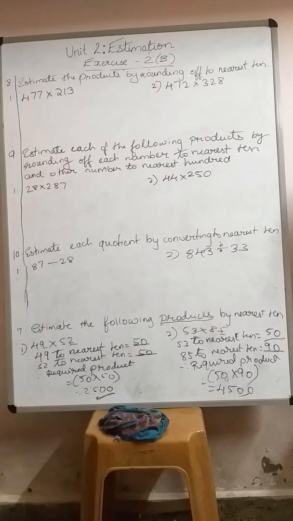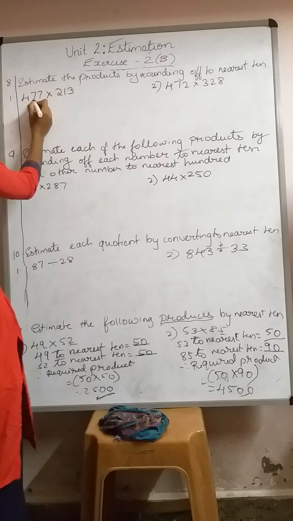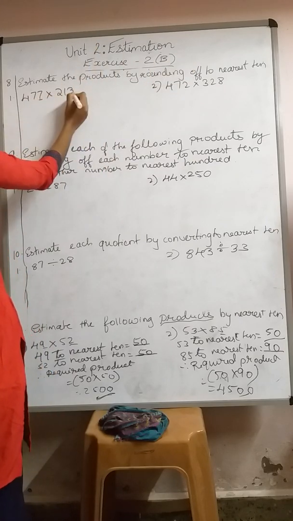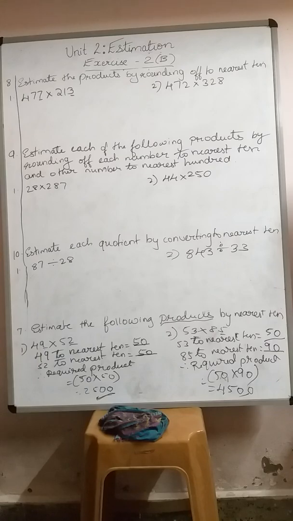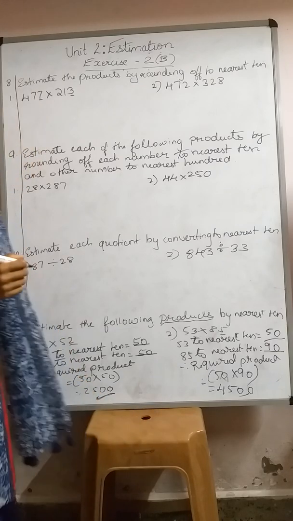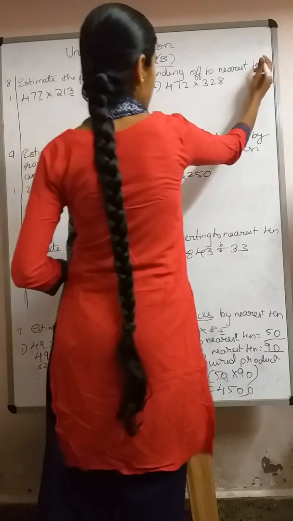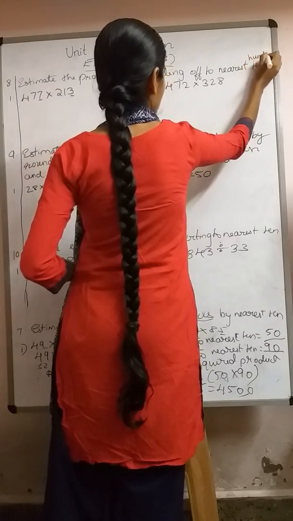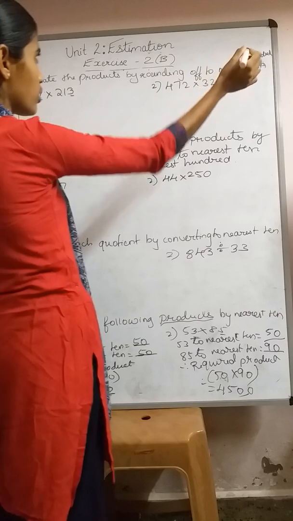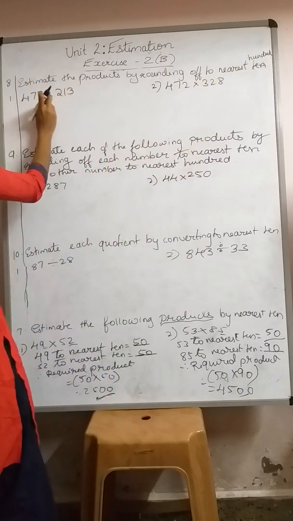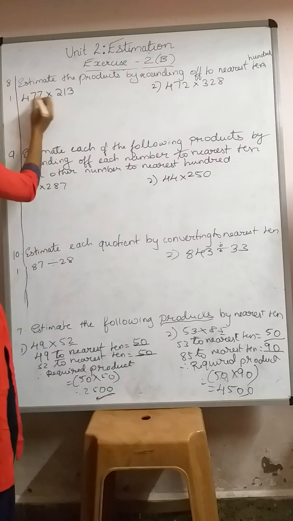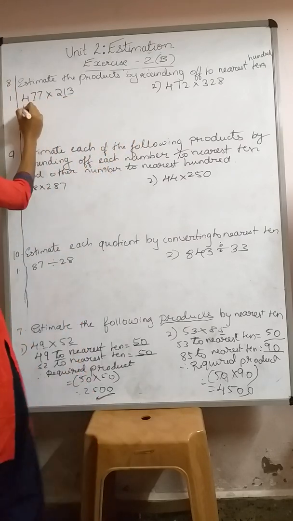Okay students, let's move to question 8. Estimate the products by rounding off to the nearest 10. We have the numbers here. When we need to round off to the nearest 10, what do we need to do? Underline which place? Underline the ones place. Okay, so we need to round off to the nearest 100, children, not the tens place. Just a slight mistake, I will write here 100. Estimate the product by rounding off to the nearest 100. So concentrate on which place when you estimate the product to the nearest 100? The tens place. Now let us do this.